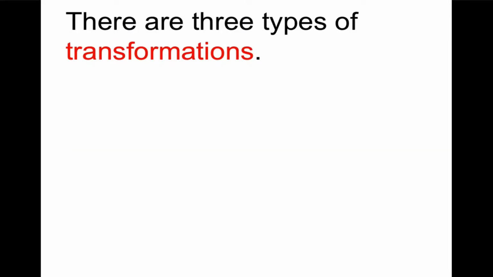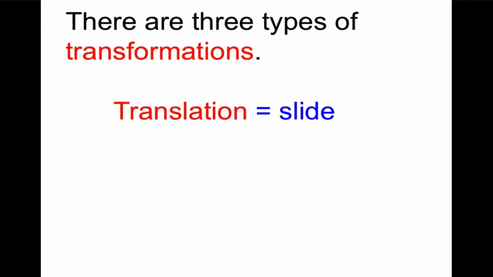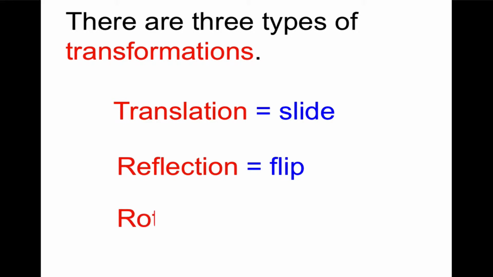Okay, there's three types of transformations, and they are translation, which slides a figure and doesn't change its orientation. There's a reflection that flips a figure across a certain line. And there's a rotation, which turns a figure and definitely changes its orientation. We're going to go into each of these in a little bit more detail.